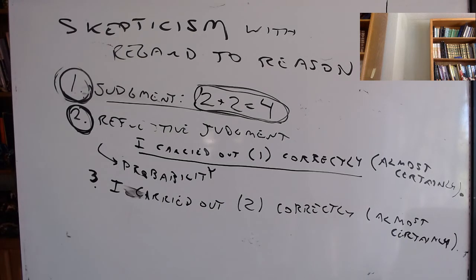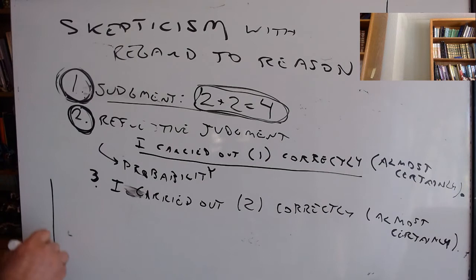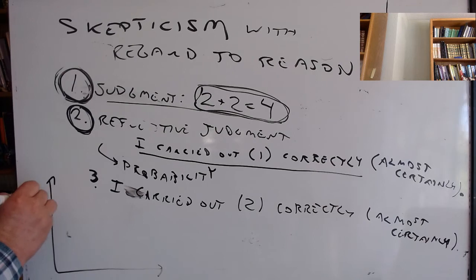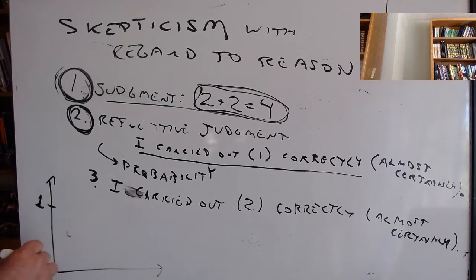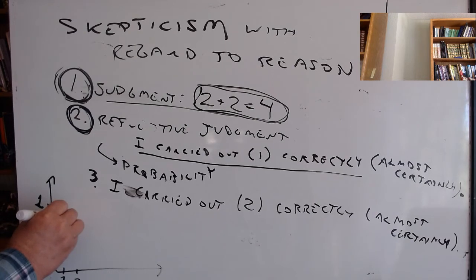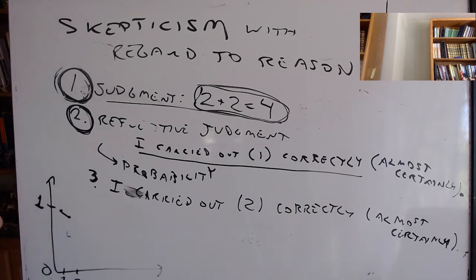Right? So when I made the original judgment, I was completely certain. If you had asked me at that point, what's the probability that 2 plus 2 equals 4, I would have said the probability is 1. So, right, this was the first judgment. The second judgment, we understand why, after the second judgment, if you had asked me what's the probability that 2 plus 2 equals 4, I would have said 0.999 or whatever. So almost 1, but not quite.